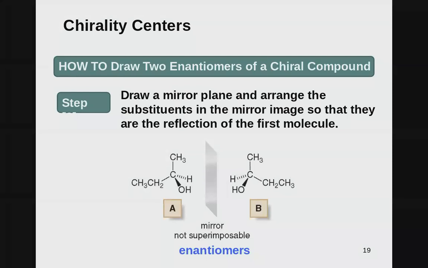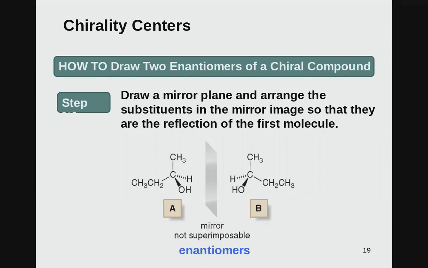Step 2, you don't have to do this when you're drawing it, but theoretically, you'd want to draw a mirror plane, and then you need to arrange the substituents in the mirror image so that they are the reflection of the first molecule. And again, it's about taking this and flipping it like this. What ends up being here gets over here, and this at the top just stays there.